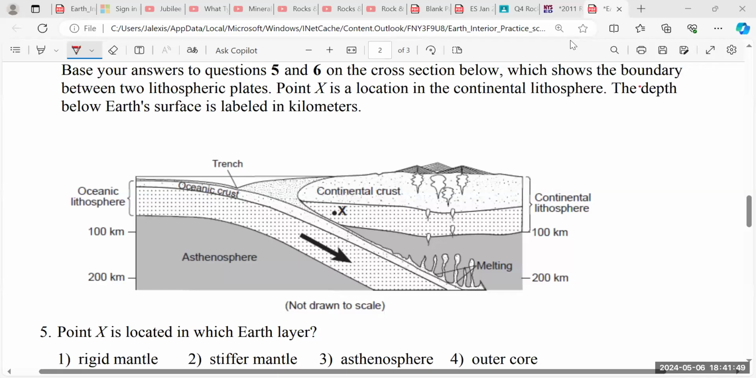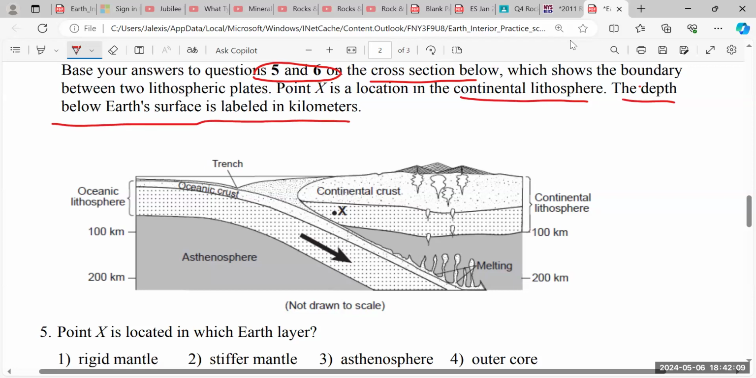Base your answers to questions 5 and 6 on the cross section below, which shows the boundary between two lithospheric plates. Point X is a location in the continental lithosphere. The depth below Earth's surface is labeled in kilometers. So I see the diagram. Point X is right here. And it says point X is located in which Earth's layer? Now we know that point X, as they said, is a location in the continental lithosphere.